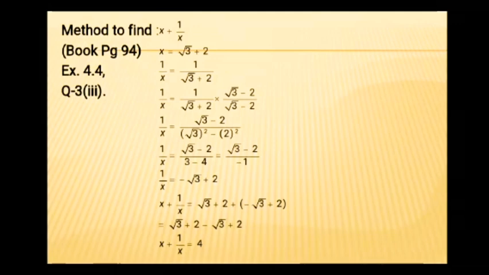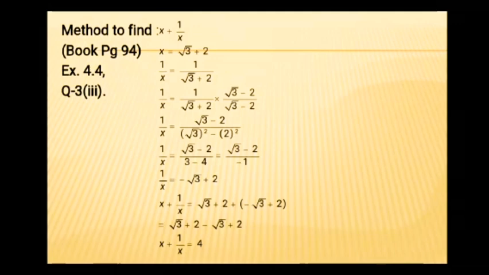Under root 3 minus 2 divided by minus 1. So minus is coming in the denominator. We will multiply the minus symbol to the numerator. It will become minus under root 3 and minus minus plus 2. Now you have 1 over x.